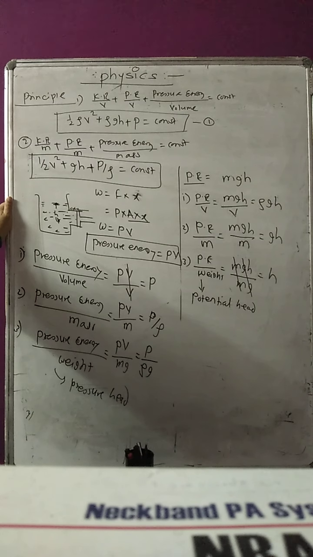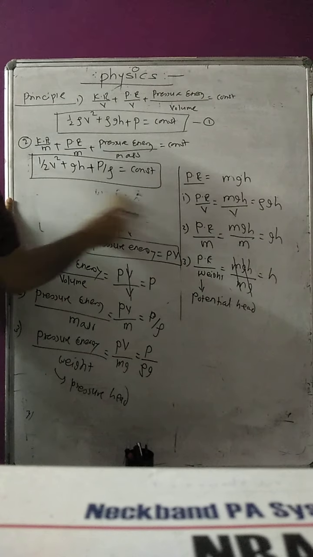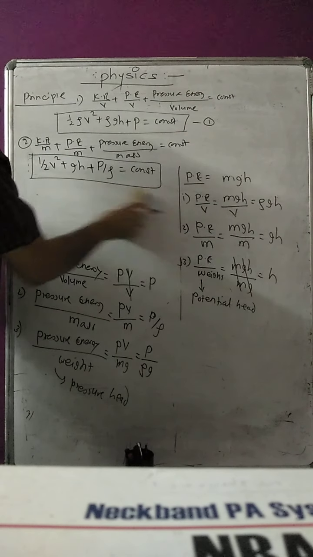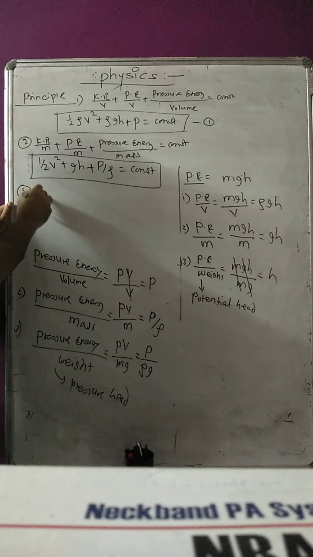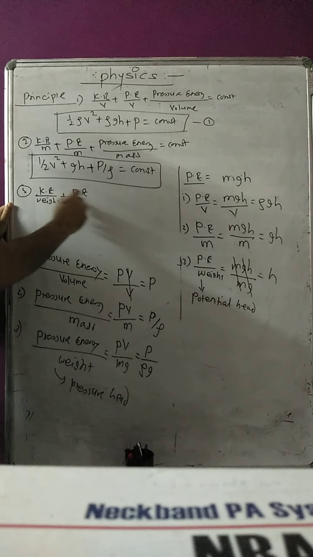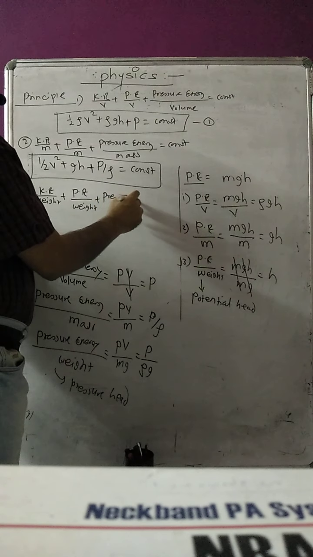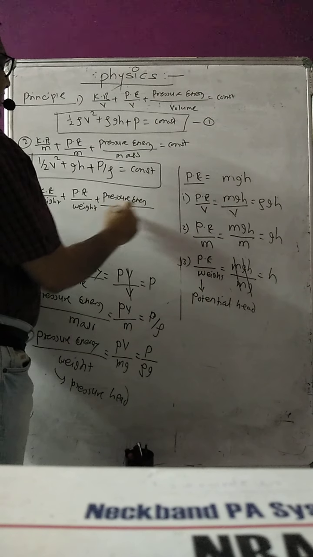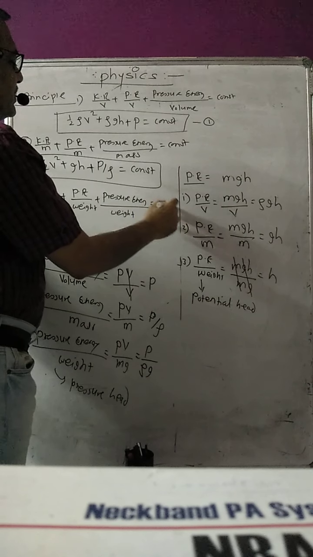And the third statement is, I'll rub these things now, pressure energy, this equation. And the third equation is, Bernoulli's principle states, the kinetic energy per unit weight plus potential energy per unit weight plus pressure energy per unit weight always remains constant.